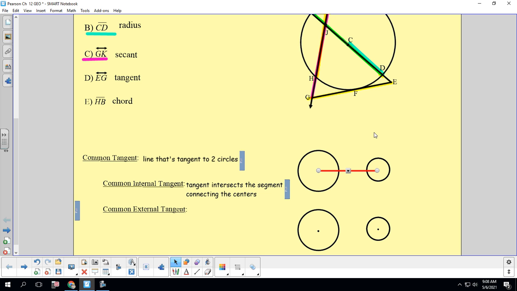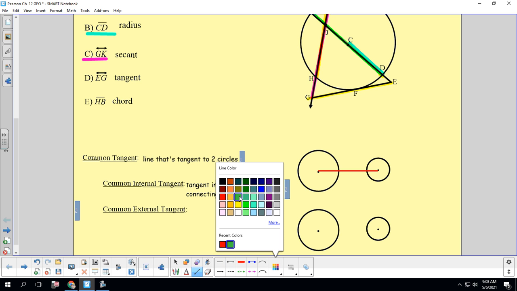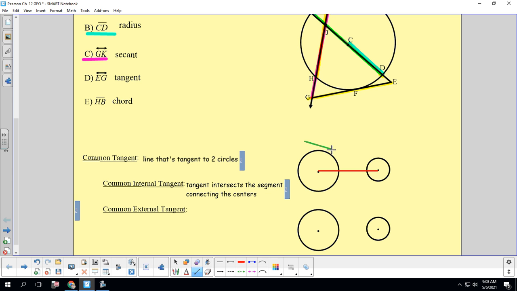I want it to be really on the center. The tangent intersects the segments connecting to the center. So our tangent, a common internal tangent, is going to swing past our first circle and just touch it and hit our second circle. Like so.